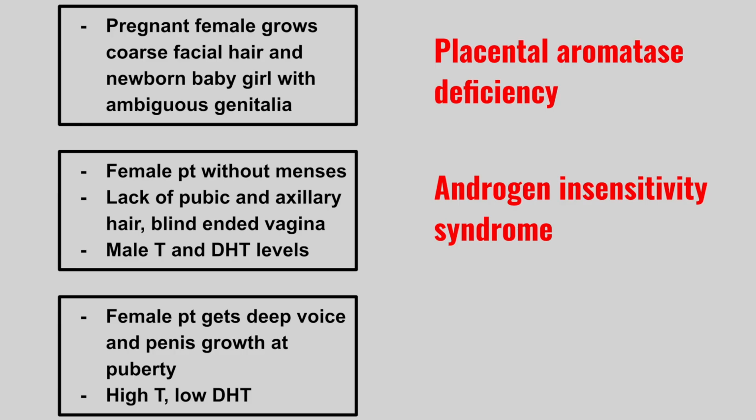And then really important here, again, amenorrhea, blind-ended vagina, scant pubic and axillary hair, and they appear female, but they're going to have the male testosterone and DHT levels. Okay, next we have a female patient who gets a deep voice and penis growth at puberty. They're going to have high testosterone levels but low DHT levels.